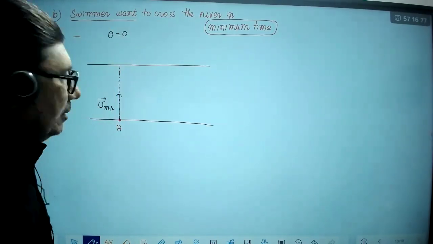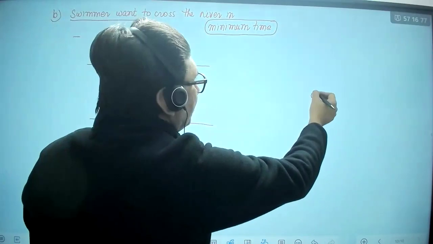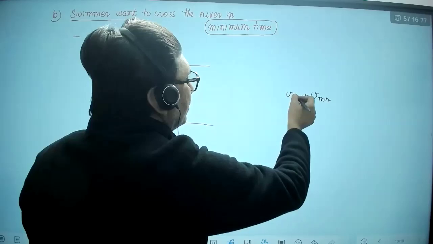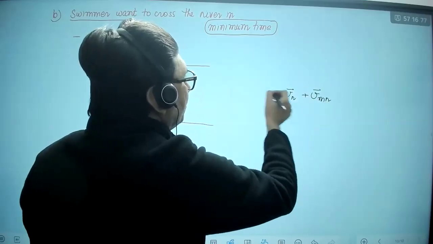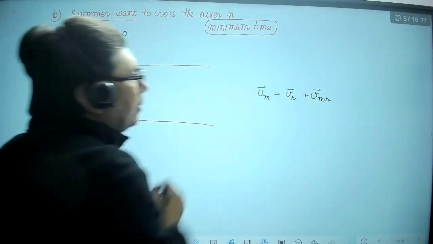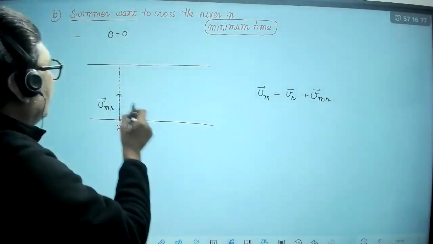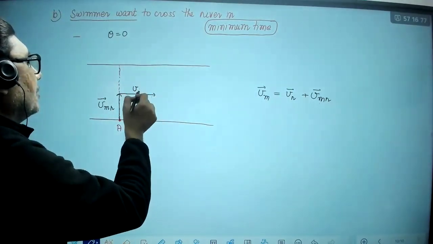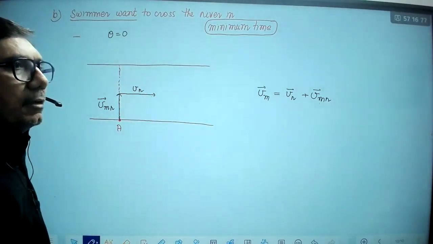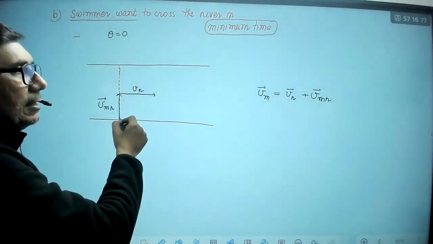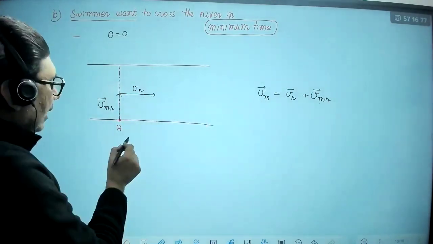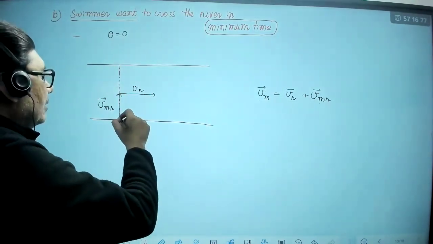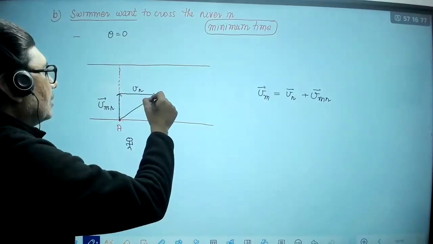Theta is 0. Okay? So this is VMR. VMR plus VR will be equal to VM. So I have to add this VR to VMR. I'm adding this. This is VR. Okay. So what will be the resultant velocity as observed by a person from here? Then this swimmer is going to move in this direction.